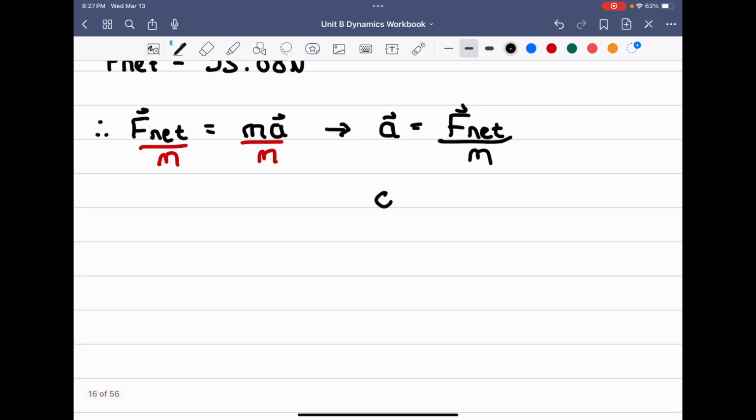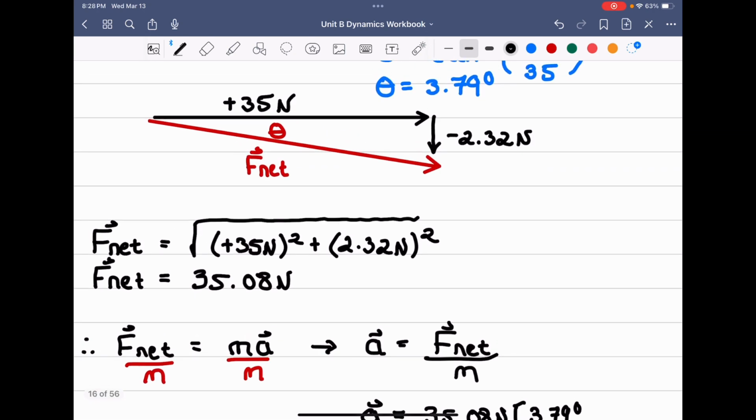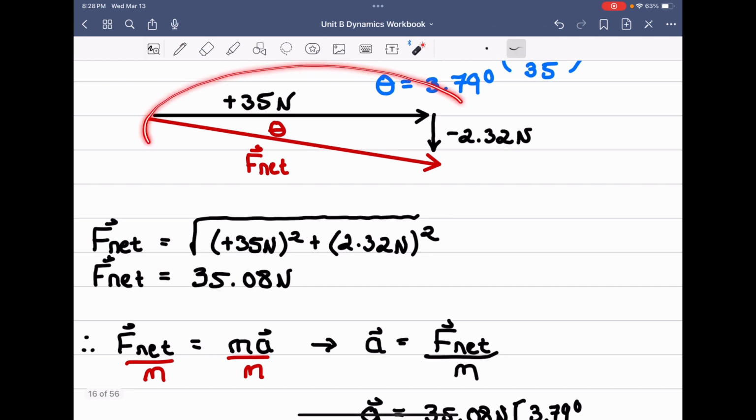Now, substituting values in, we get acceleration is equal to the net force, which was 35.08 newtons. In the bracket, though, because this is a directional net force, it's not just in some sort of simplistic vertical or horizontal direction. We said it was 3.79 degrees. And in class, this is what I would have asked you. If I look at the construction of this triangle the way it is, what quadrant would this be in? Well, if this is the origin, that would mean that the cross-sectional Cartesian plane would look like this.